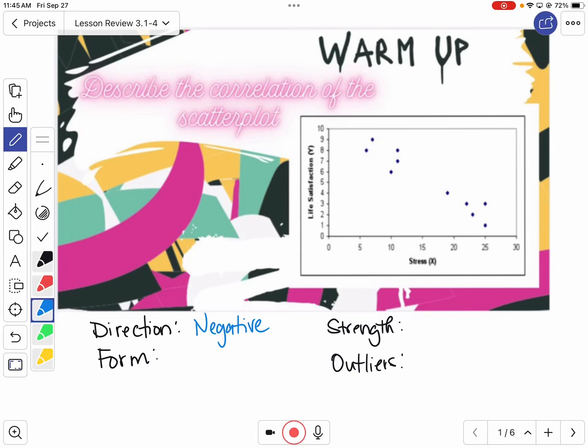So here we go. So its direction is negative. What about its form? Linear. Okay, form is linear. It looks like a line. All right, and I would guess it would go somewhere like that. What about its strength? It's strong. Yeah, it's probably strong. It looks really close to a line. What about outliers? I don't think there's any either. Okay, so it doesn't look like there are any outliers whatsoever.